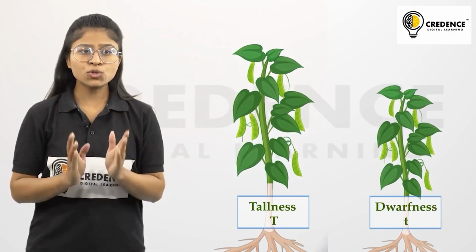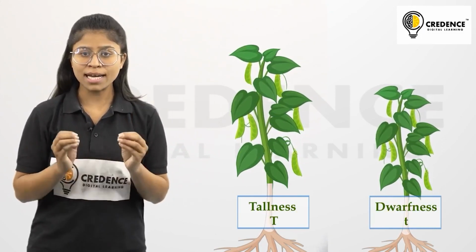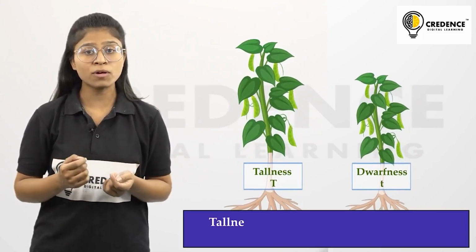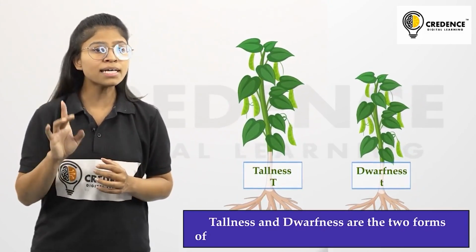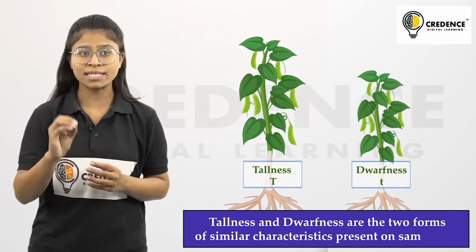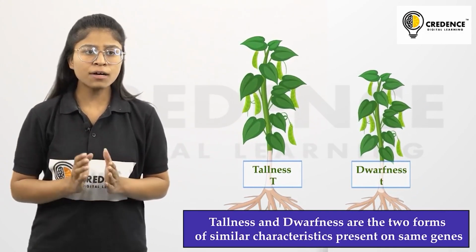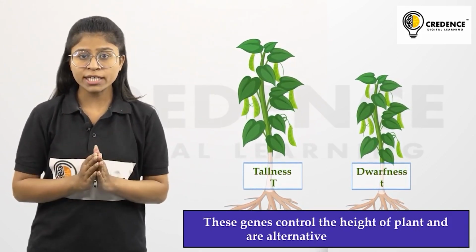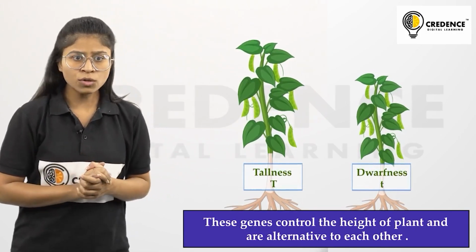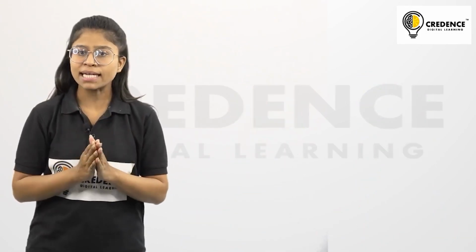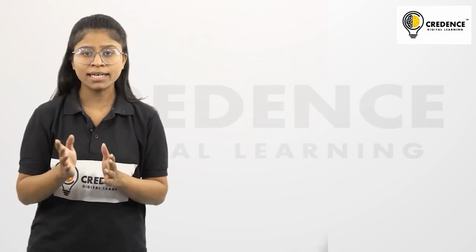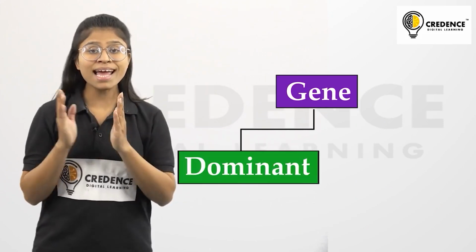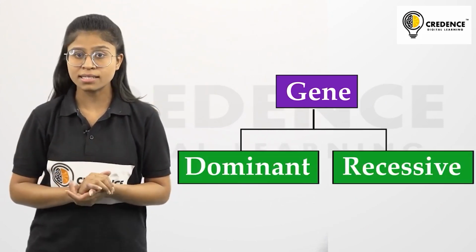Now, these two forms of the same gene, that means tallness represented by capital T and dwarfness represented by small t, are the two forms of similar characteristics present on the same gene. These genes control the height of the plant and are alternative to each other. So, the gene controlling the same characteristic can be represented in two ways. First of all, it can be represented as a dominant gene and then it can be represented as a recessive gene.